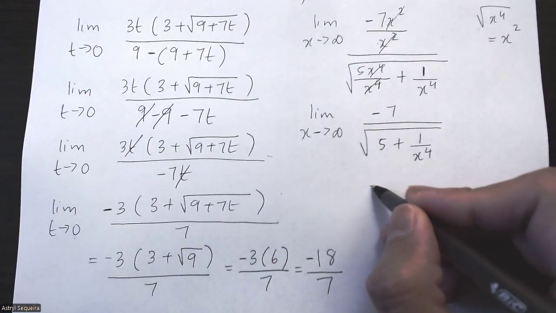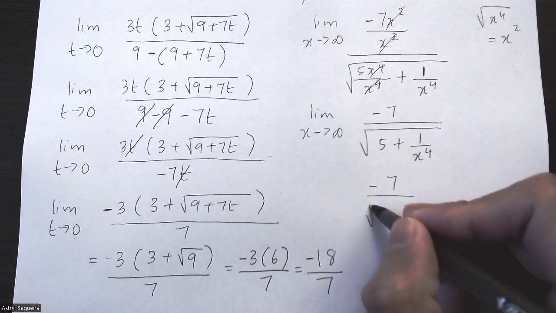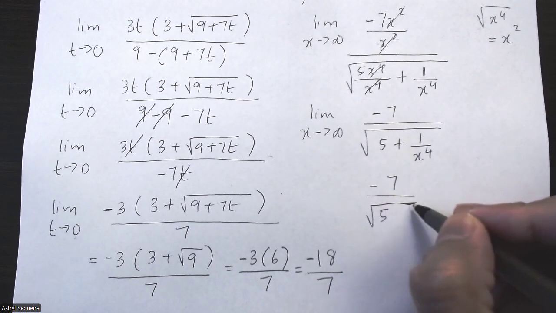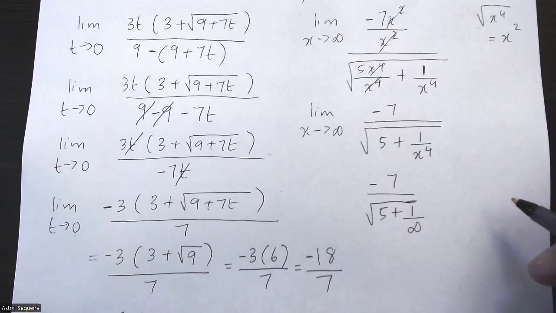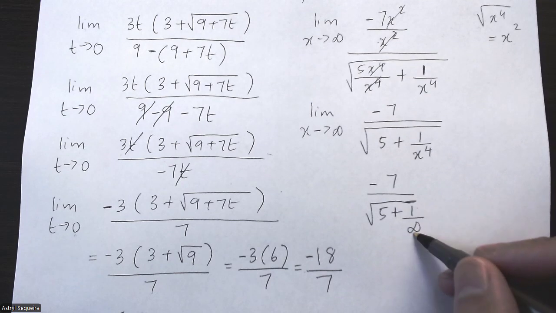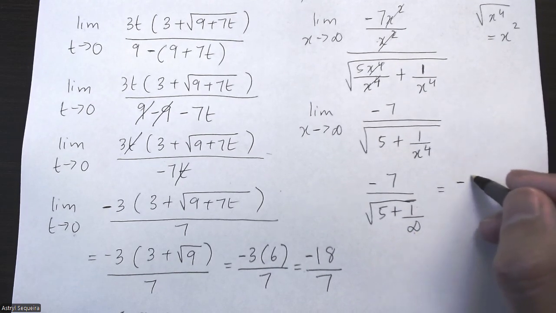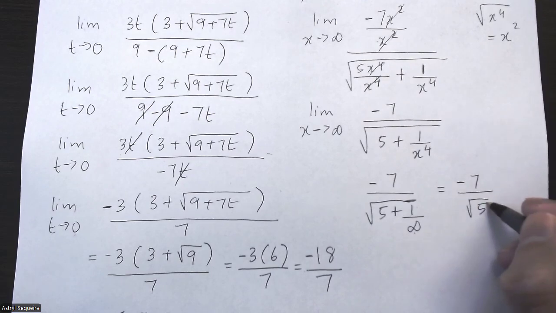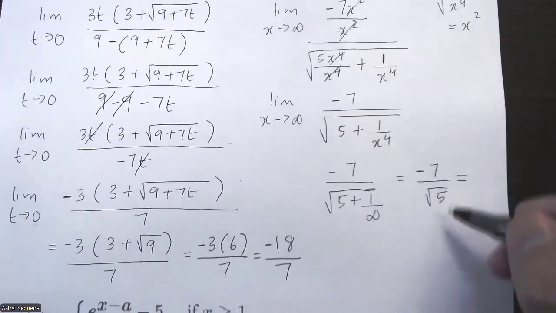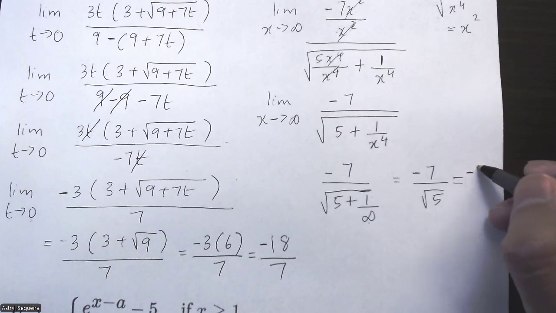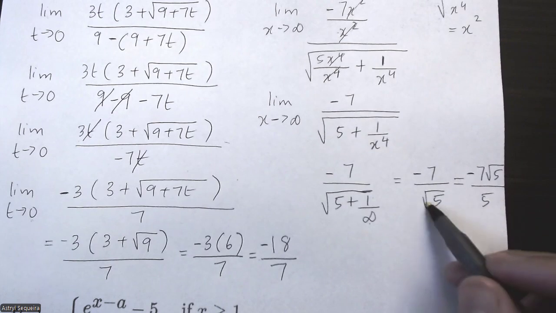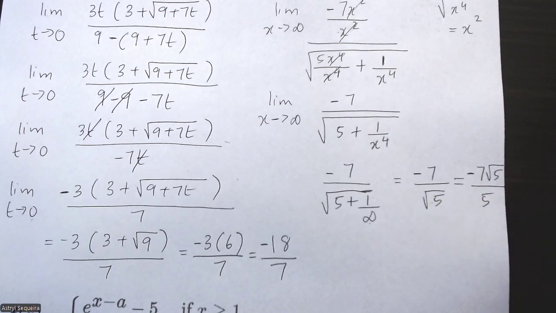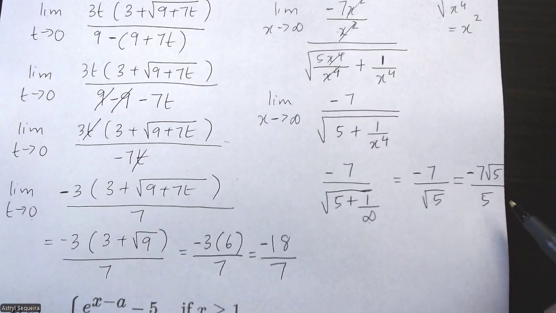So I have negative 7 over root 5 plus 1 over infinity. 1 divided by infinity is just a 0. This is just negative 7 over root 5. And if you had to rationalize it, you could multiply the top and bottom by root 5. So negative 7 root 5 over 5. So one of these two would be your final solution in the question, depending on whether you had to rationalize or not.